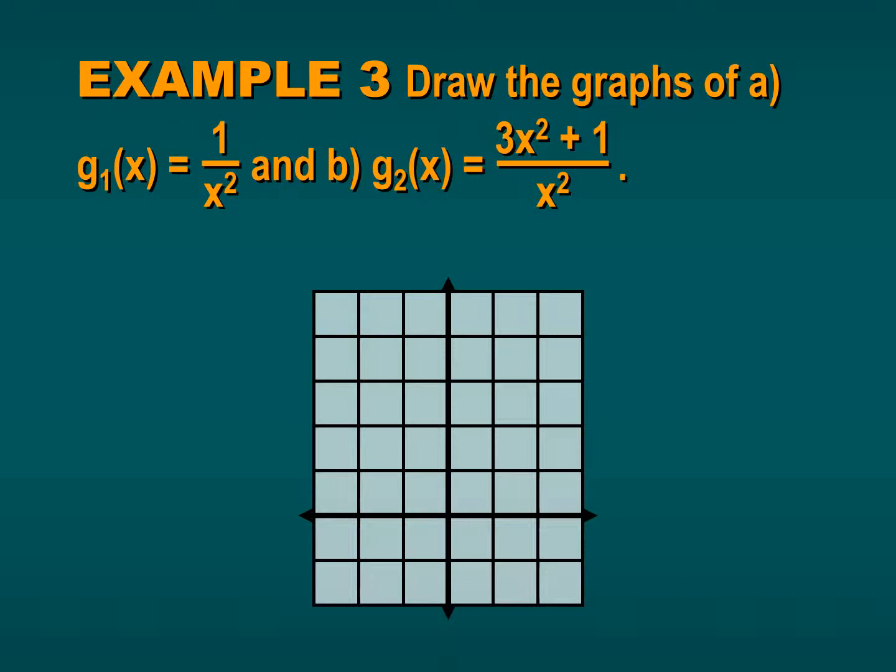All right, so let's draw graphs of the following functions. Our first function, we want to graph 1 over x squared. So this is what that will look like. Our asymptote is going to be at x equals 0, because that's what x cannot be. And there we go. There's our graph.